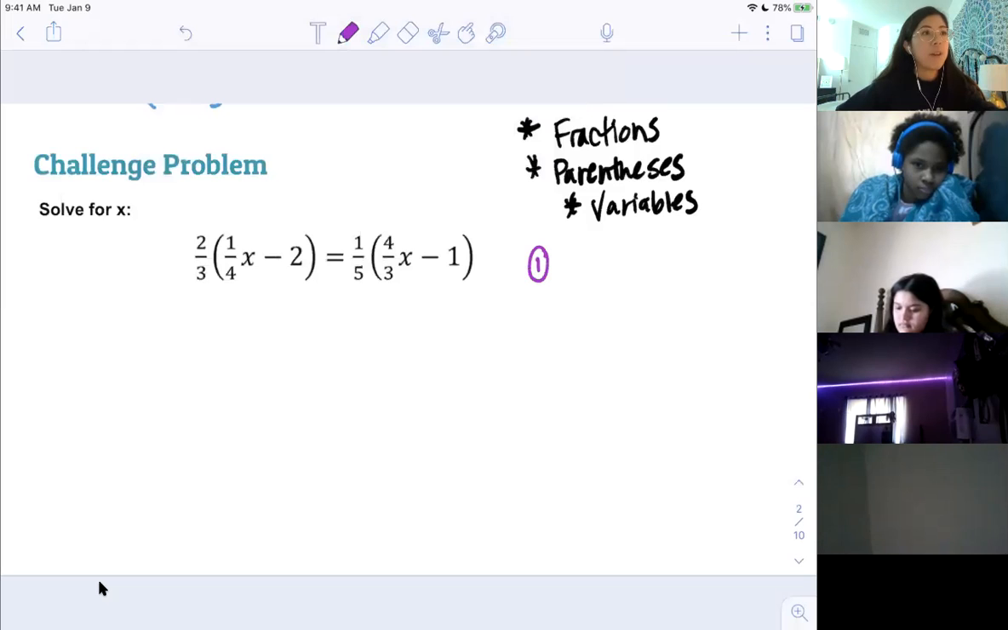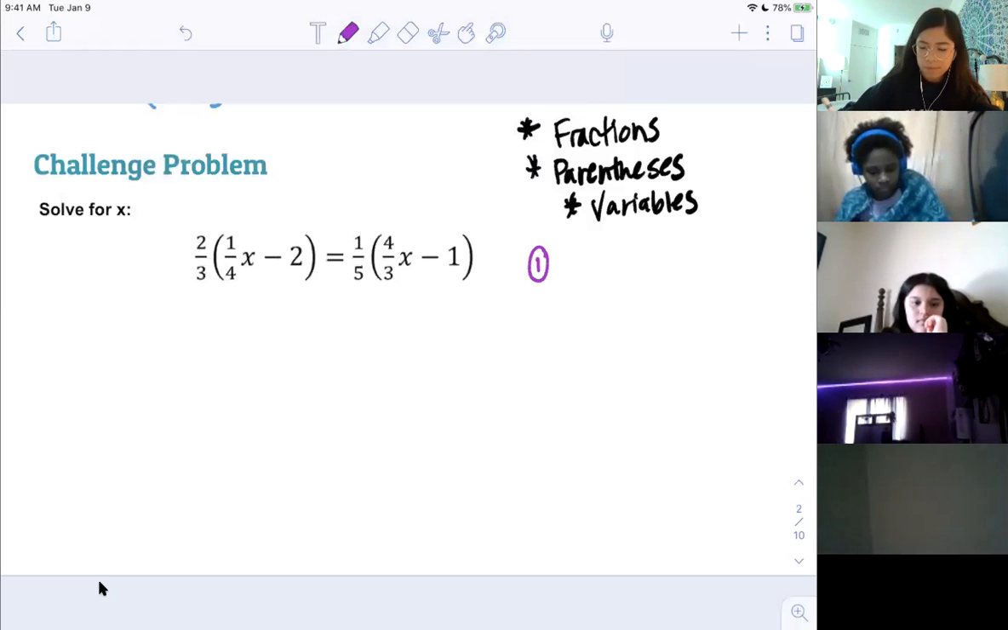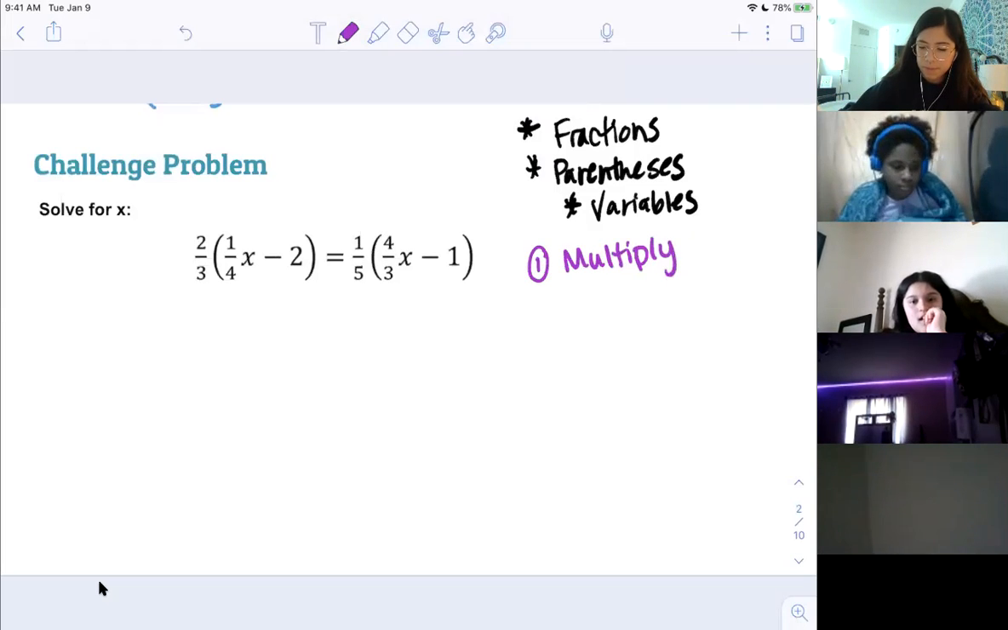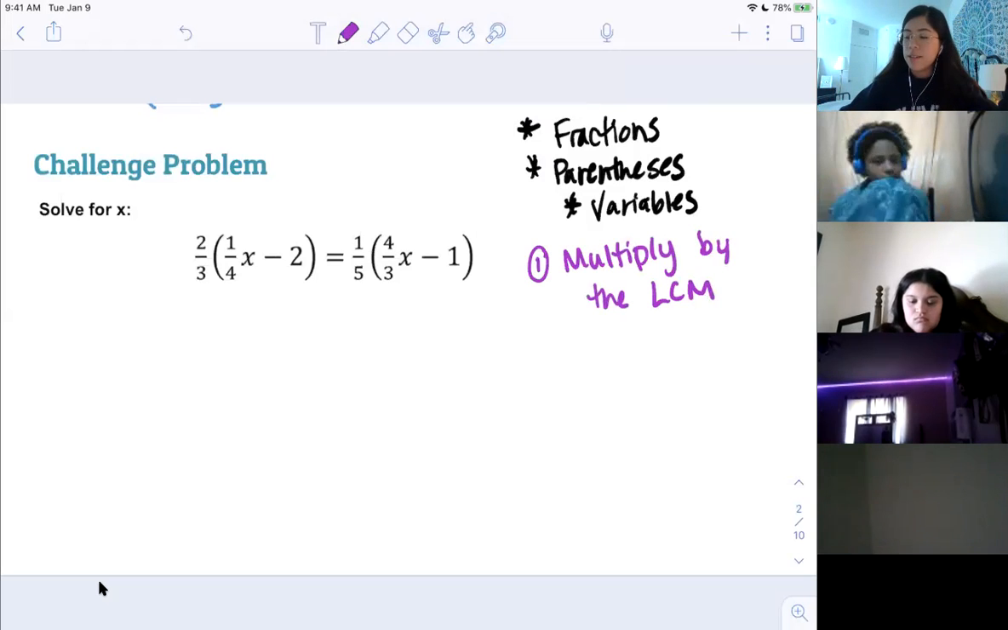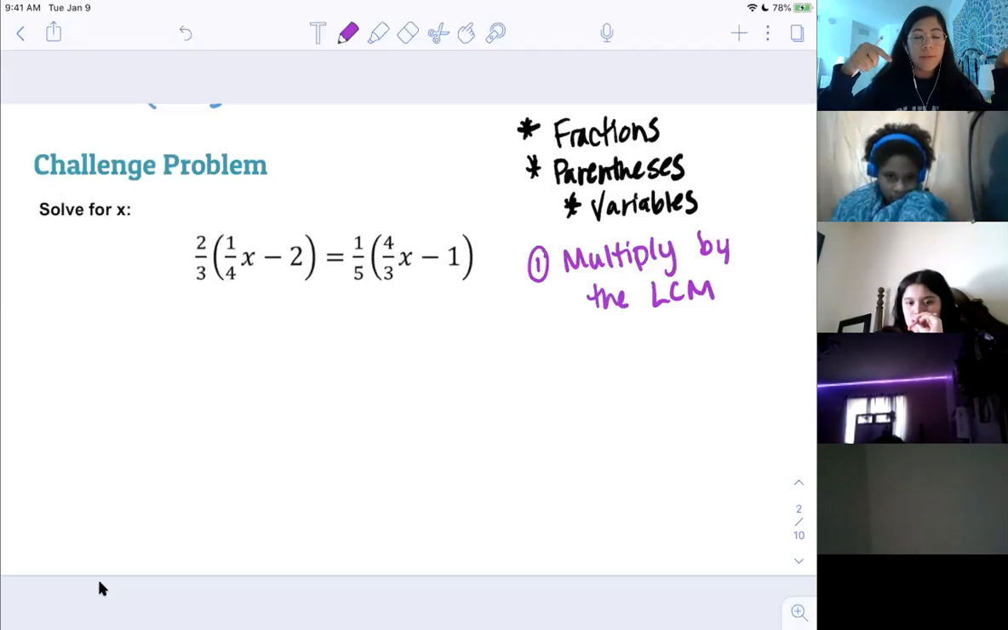How do I get rid of my fractions? Somebody already said it. What do I need to do? Multiply. Least common multiple. Multiply by the least common multiple. Okay? That's always how you're going to do it. Even though you have a lot of fractions, we're still doing the same thing. We're going to multiply by the LCM. But the question is, I have 4 fractions, right? That's a lot of fractions. So should I get rid of the ones on the outside first or the ones on the inside first?